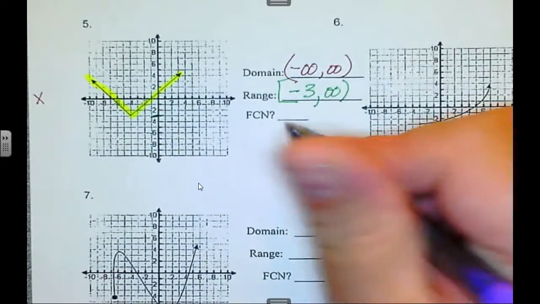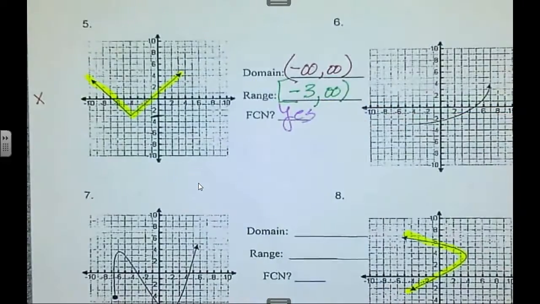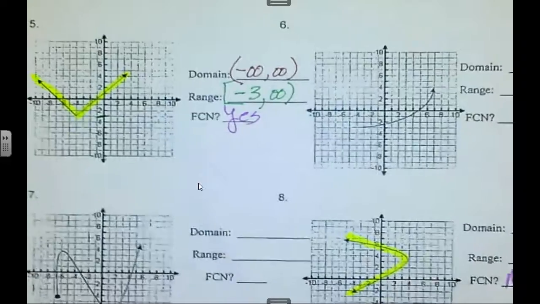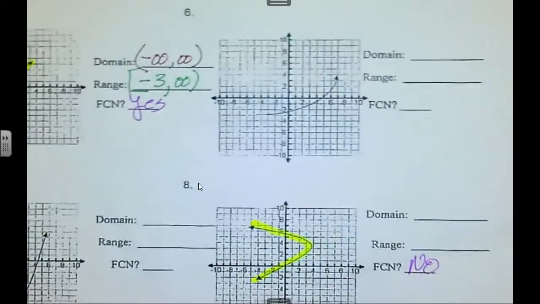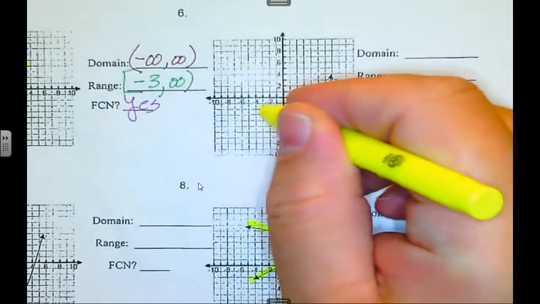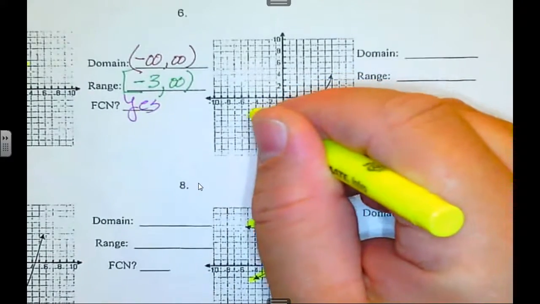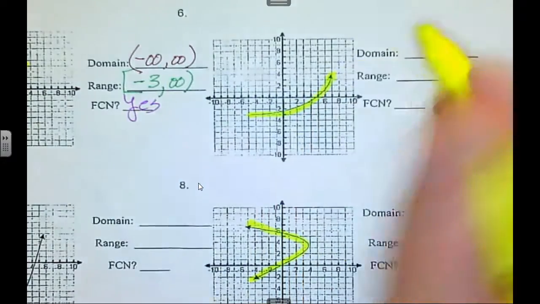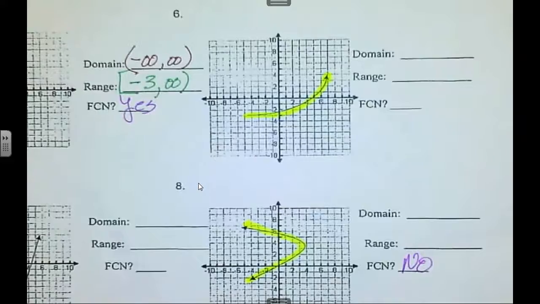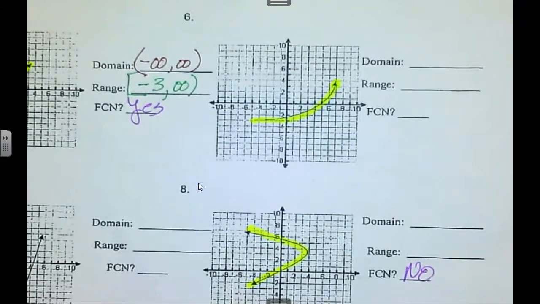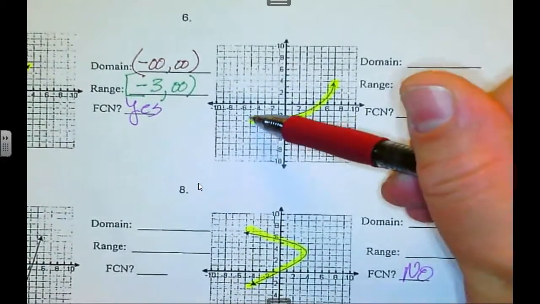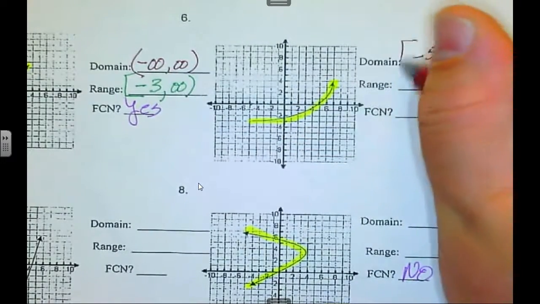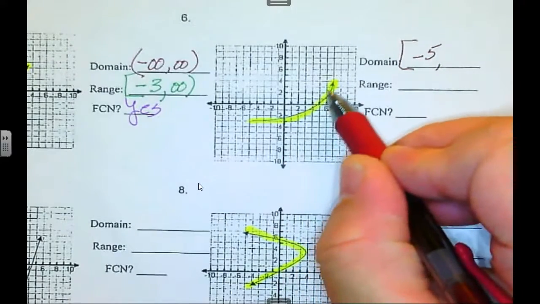Is it a function? Vertical line test. Yeah. How about number 6? It looks like it starts here and goes that way. Where does it start on my x-axis? Does that look like negative 5? Where does it stop? Infinity.